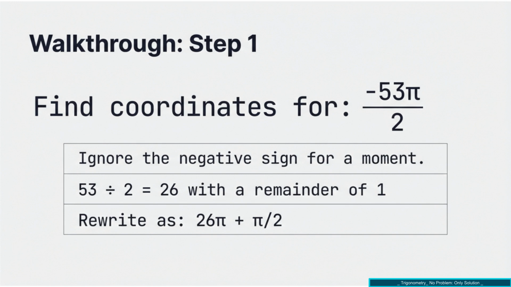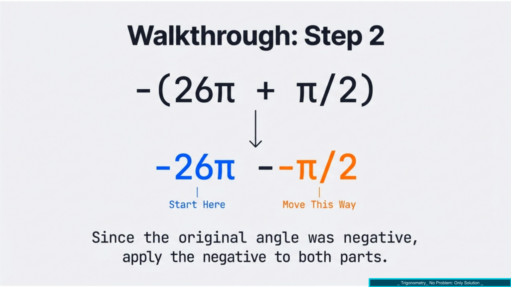Let's walk through an example, finding the coordinates for -53 pi over 2. First, ignore the negative sign. Divide 53 by 2, which is 26 with a remainder of 1. Rewrite this as 26 pi plus pi over 2. Since the original angle was negative, we apply the negative to both parts of the decomposed expression, resulting in -26 pi minus pi over 2.